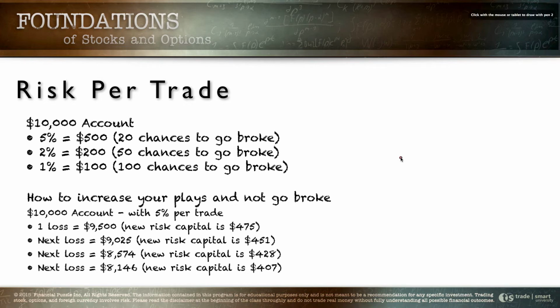What we're going to do here is let's say we take a $10,000 account and you've got a 5% risk. So on trade 1, we lose. Now our account value is only $9,500 because we lost 5% of our account. Well, now our risk capital is going to go down as well. We're going to scale it. And so the new risk capital is only $475. So if on the second trade we lose again, our account is now down to $9,025. Our new risk capital is only $451.